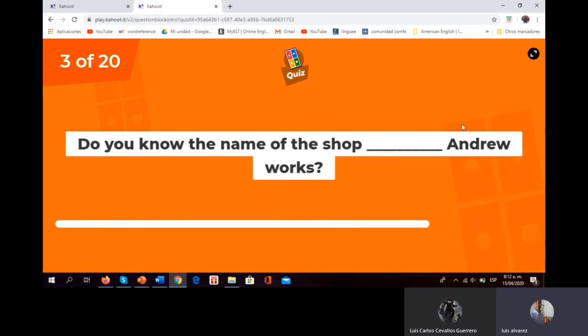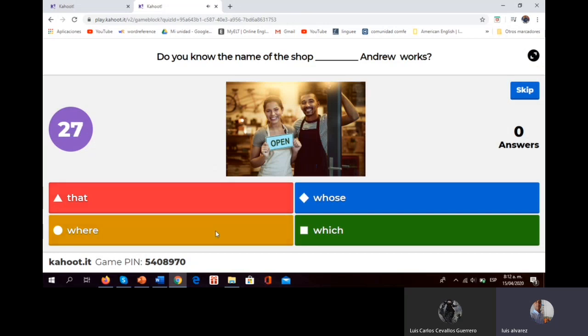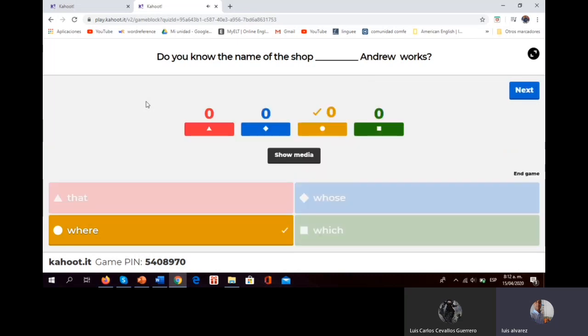Do you know the name of the shop Andrew works? That, where, whose, or which? Click the answer. You didn't click the answer. Okay, teacher. So the idea is that when you see the 4 options, you select one on your computer, you click any of the 4, because you can't wait for the time to run out. Okay? Okay, teacher.